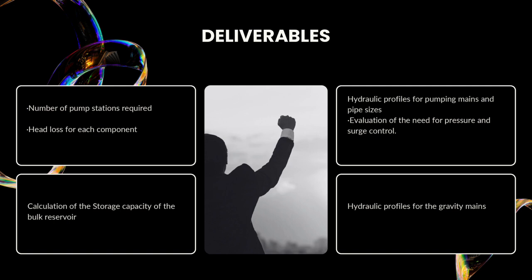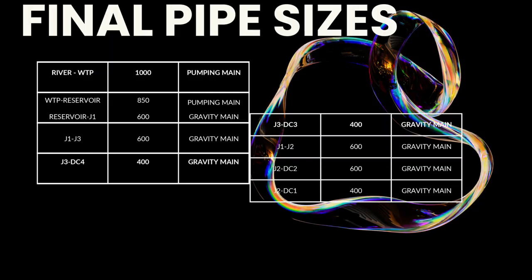Deliverables: number of pump stations required, head loss of each component, calculations of the storage capacity of the bulk reservoir, hydraulic profiles for the gravity mains, hydraulic profiles for the pumping mains and pump sizes, evaluation of the need for pressure and surge control. My final pipe diameters are 1,850, 600, 600, 400, 400, 600, 400, and yet another 400.